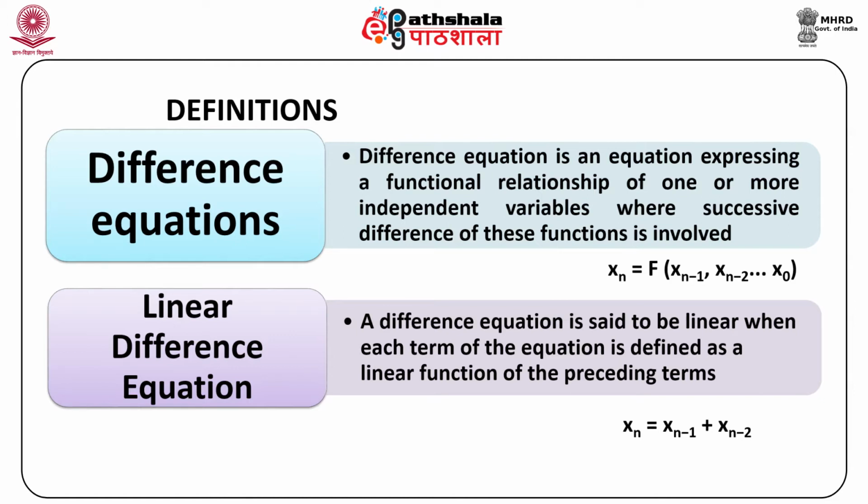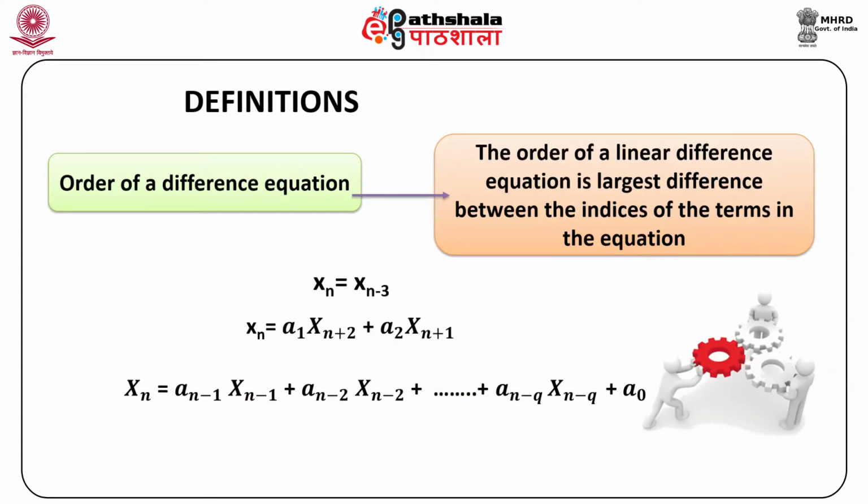For example, the equation x n is equal to x n minus 1 plus x n minus 2 is linear, whereas the equation x n is equal to x squared n minus 1 plus x n minus 2 is not linear as it contains the non-linear term x squared n minus 1. Order of a difference equation. The order of a linear difference equation is the largest difference between the indices of the terms in the equation. For instance, the equation x n is equal to x n minus 3 is of order 3 and x n is equal to a1 x n plus 2 plus a2 x n plus 1 is of order 2.